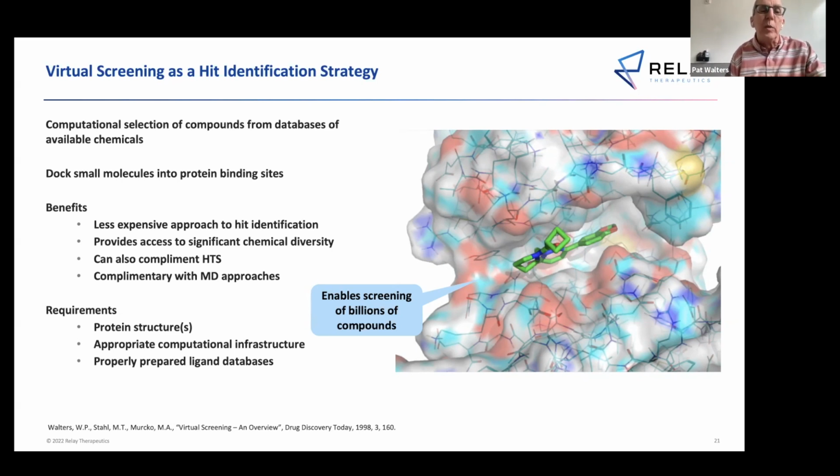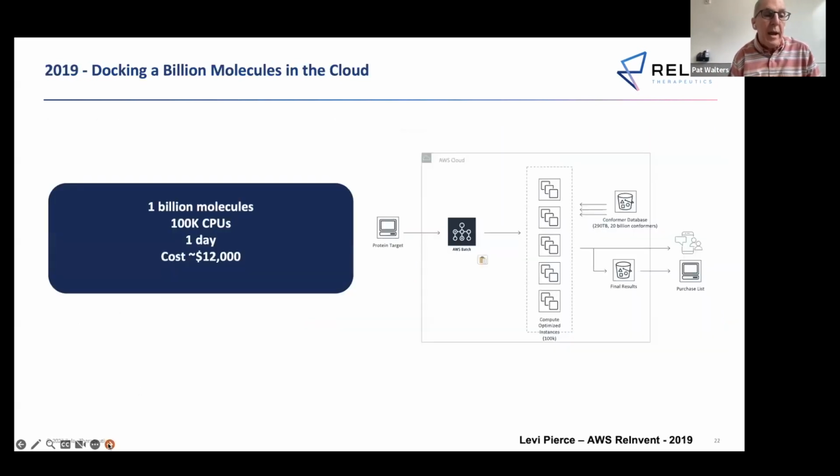So, a few years ago, we really wanted to see how much we could push the envelope here and how many molecules we could process. So this is from a presentation that my colleague Levi Pierce gave way back in 2019, where we set up a workflow on Amazon Web Services. We spun up 100,000 CPUs, and we were able to brute force virtually screen 1 billion molecules. And the cost was relatively low. So compute cost for that was 12,000 molecules, which is great. And we were really proud of ourselves, patted ourselves on the back.